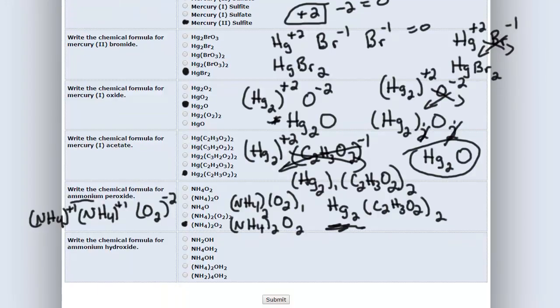All right, last one. Write the chemical formula for ammonium hydroxide. Ammonium, NH4, +1 charge, this whole thing, +1. Hydroxide is OH, and that whole thing is a -1 charge. +1 - 1 is 0. The formula becomes NH4OH.